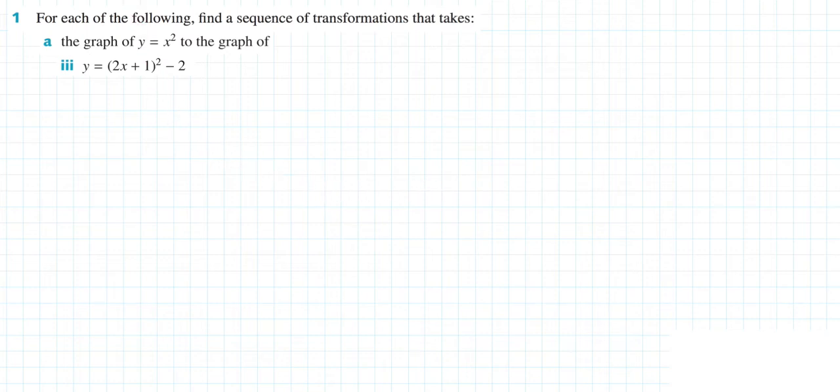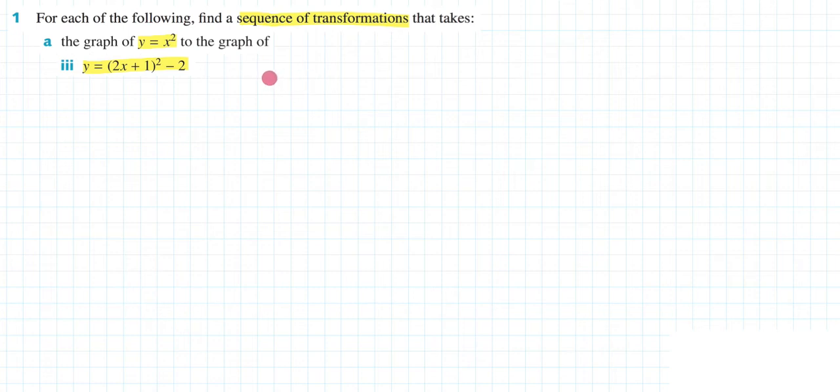We are doing exercise 7D, and in this video I'm going to be answering question 1A which says, for each of the following, find a sequence of transformations that takes the graph of y equals x squared to the graph of y equals (2x plus 1) squared minus 2.